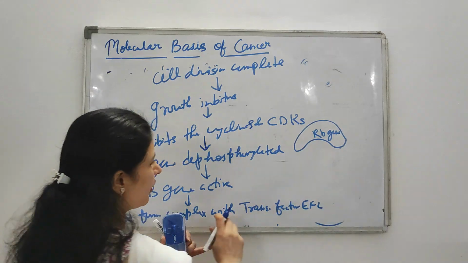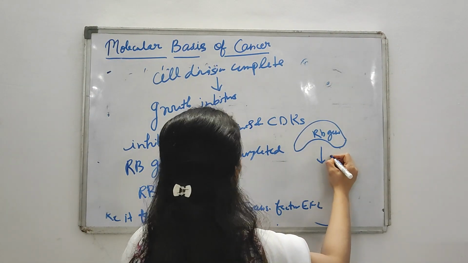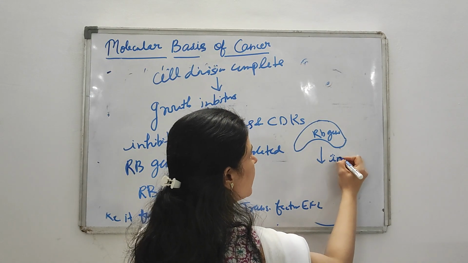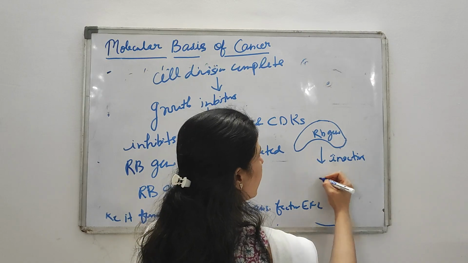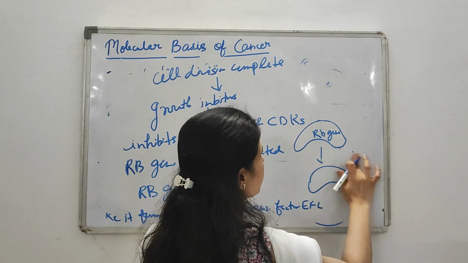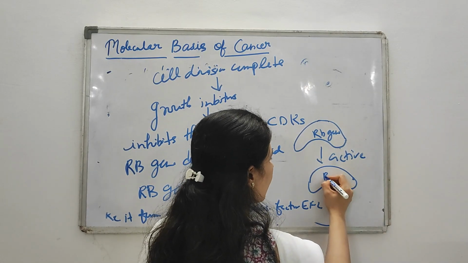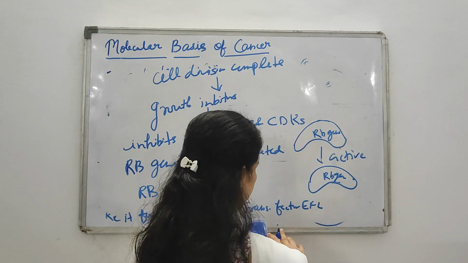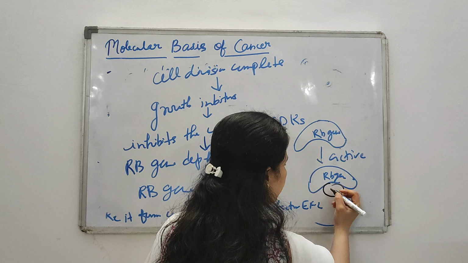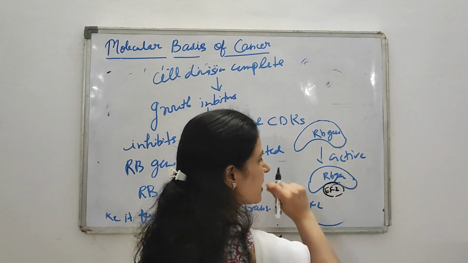This is your RB gene, and now it becomes dephosphorylated. When it is dephosphorylated, it is in an active state. When it is in an active state, this RB gene will form a complex with EF2. This is your EF2, and the RB and EF2 complex is formed.